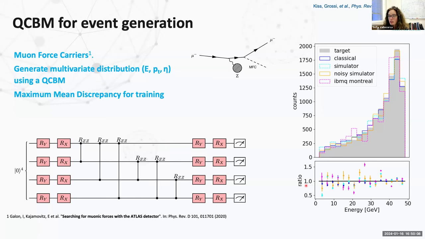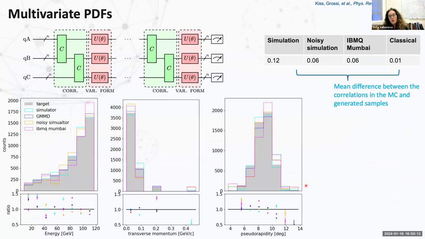We try to do this to learn a multivariate distribution. Those are three different features that represent a particle. They are all correlated with each other. What we did was train this model to reproduce them properly, and reproduce the correlation among them, and get stable results even when run on quantum hardware. And this is indeed what we see.